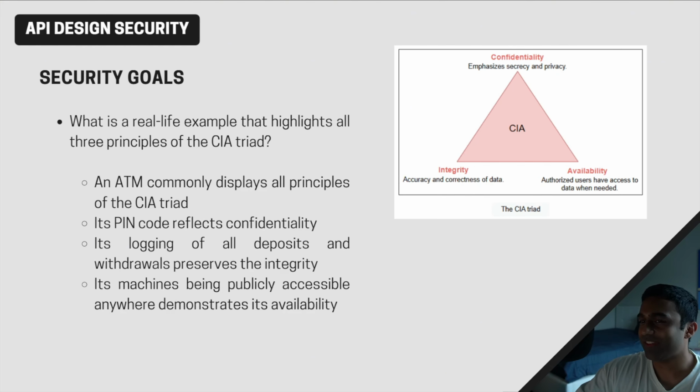What is a real-life example that highlights all three principles of the CIA triad? So for example, an ATM commonly displays all principles of the CIA triad. Its PIN code reflects confidentiality, its logging of all deposits and withdrawals preserves the integrity, and its machines being publicly accessible anywhere demonstrates its availability.